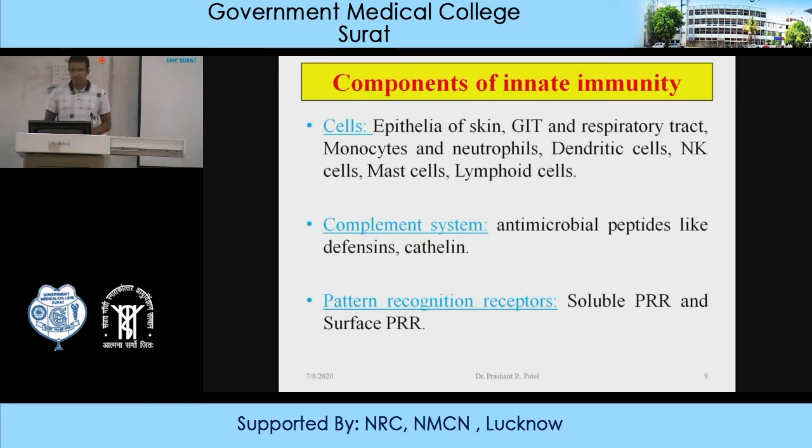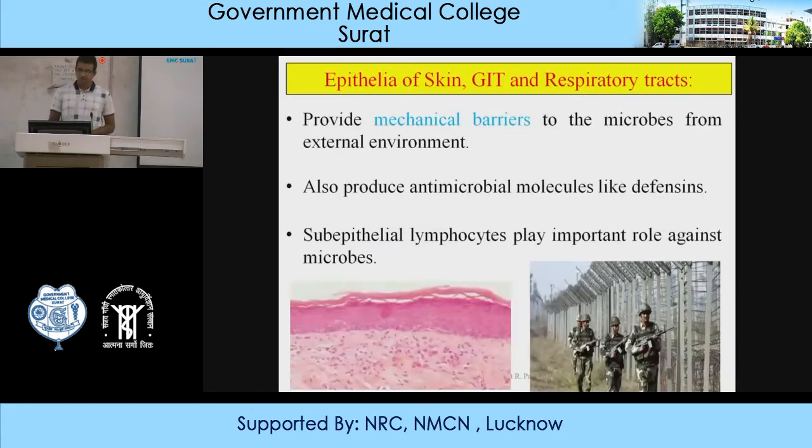Epithelia of the skin and GI tract provide a mechanical or physical barrier to microbes from the external environment. They also produce antimicrobial molecules like defensin. Subepithelial lymphocytes present below the epithelia play an important role against the microbes.